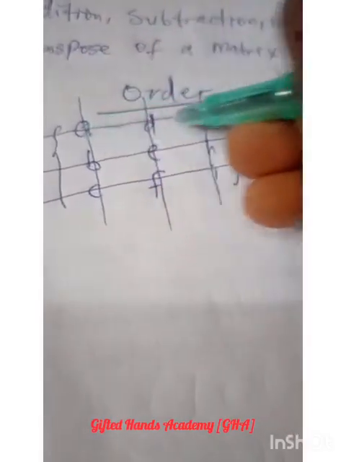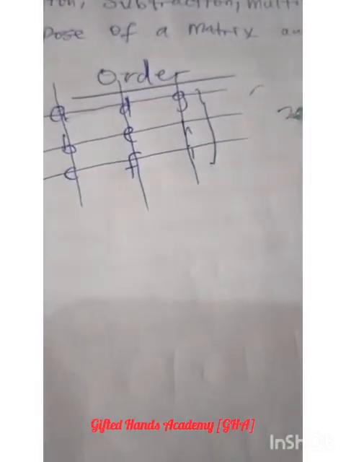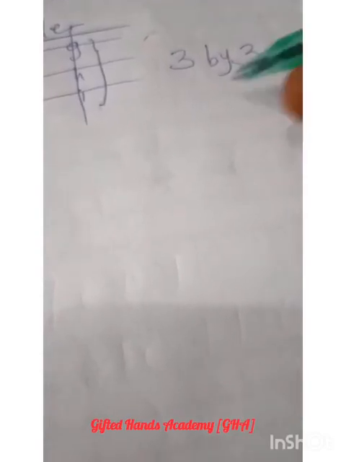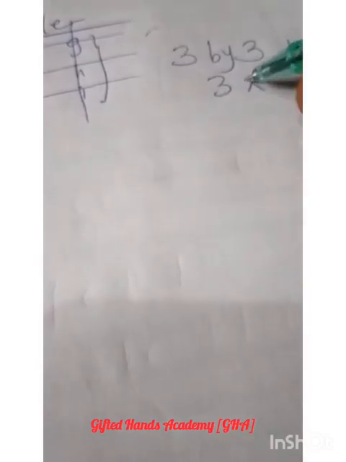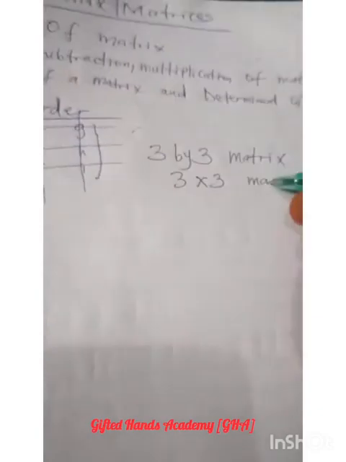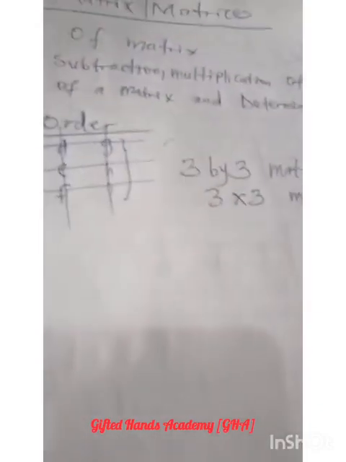So this is 1, 2, 3 rows. And the columns: 1, 2, 3. So this is a 3 by 3 matrix. This is the order of this matrix. Or you can say 3 by 3 to denote it as well. 3 by 3 matrix. Do we get it?